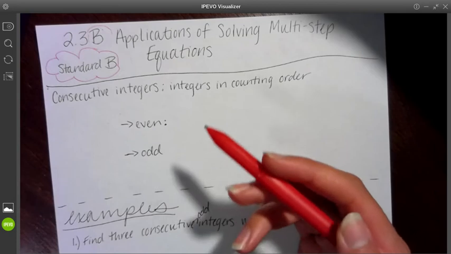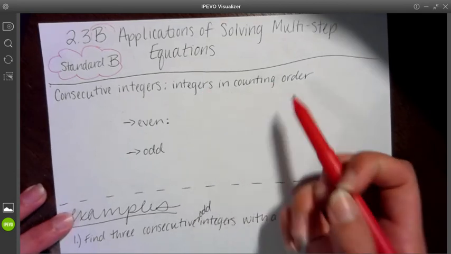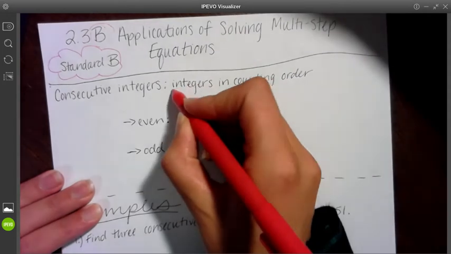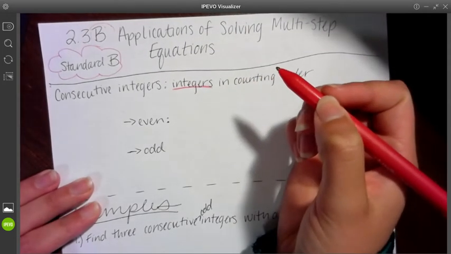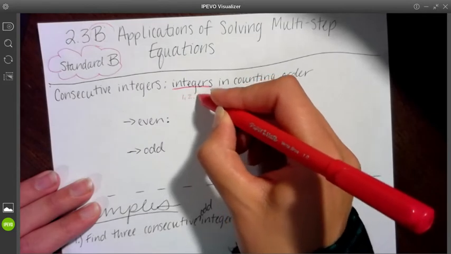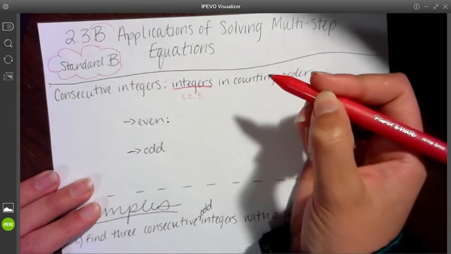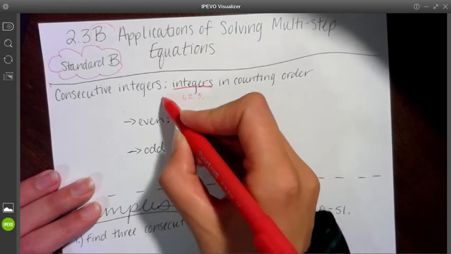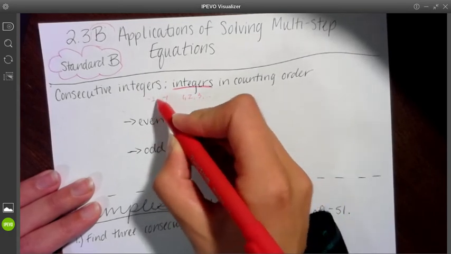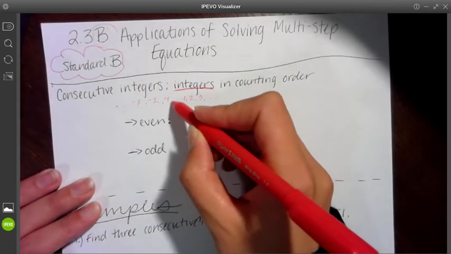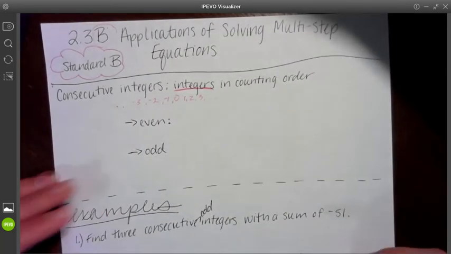So what are consecutive integers? They are integers in counting order. Well, first of all, what is an integer? Integers include 1, 2, 3, your counting numbers and so on. They also include the negatives of those, so -1, -2, -3, and going more negative. And then also 0 as well.